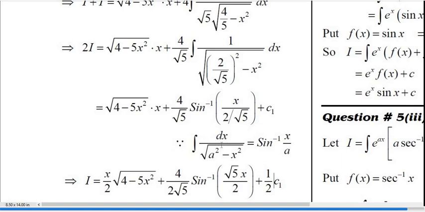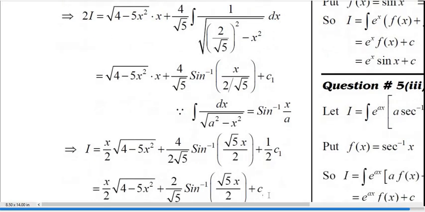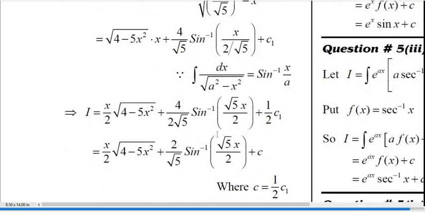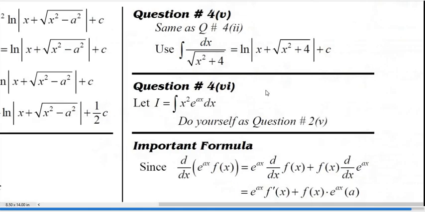This integration of dx upon square root of a square minus x square is always equal to sine inverse of x by a. Here in the place of x is x, and in the place of a is 2 over square root of 5. Now this square root of 5 shifts from the denominator to the numerator, we get this one. This 2 and 4 are cancelled out, we get 2 over square root of 5, where this 1 by 2 into c1 is equal to c, is the required solution.